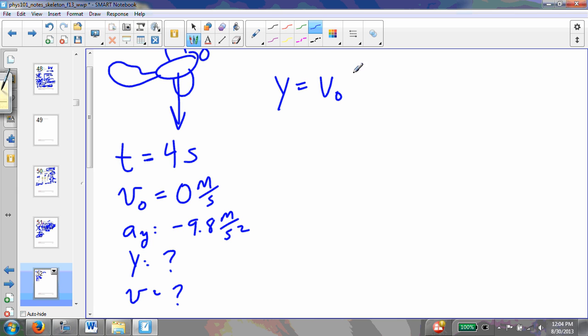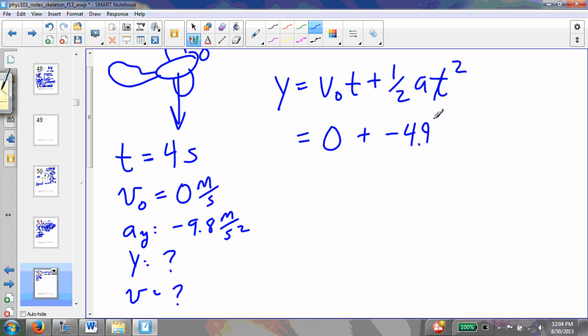I just say v naught t plus 1/2 at squared. It's equal to 0 plus 1/2 of a, which is minus 4.9, times 4 squared. And that is equal to, I'll just round it off to 1 sig fig, 16 times 5 is 80, negative 80 meters.